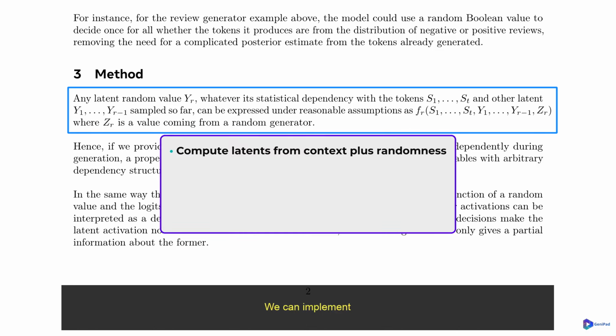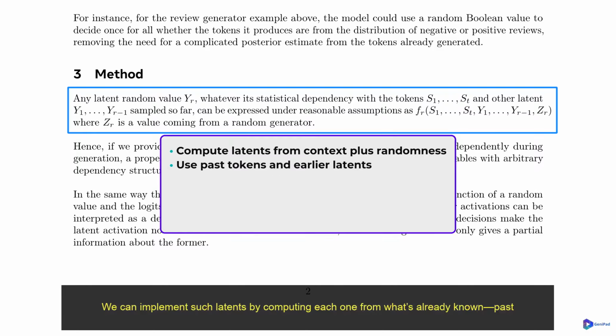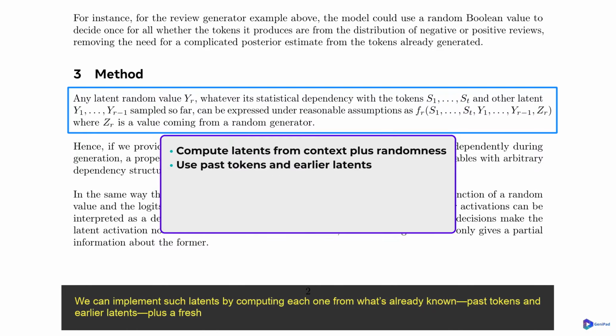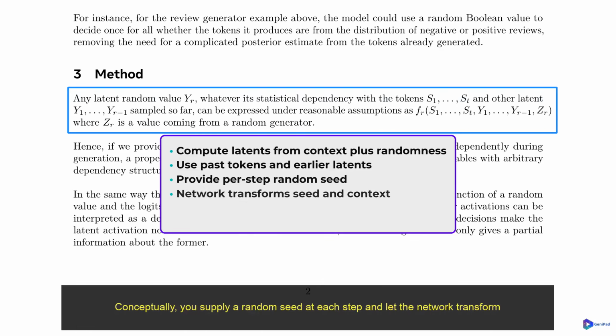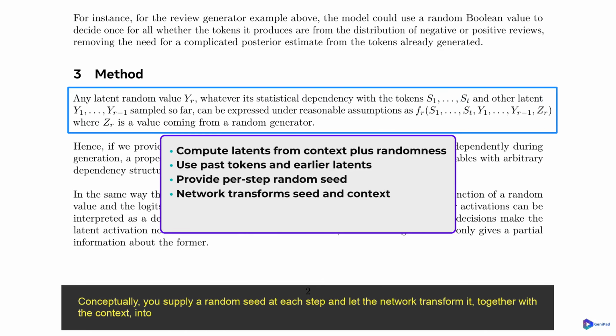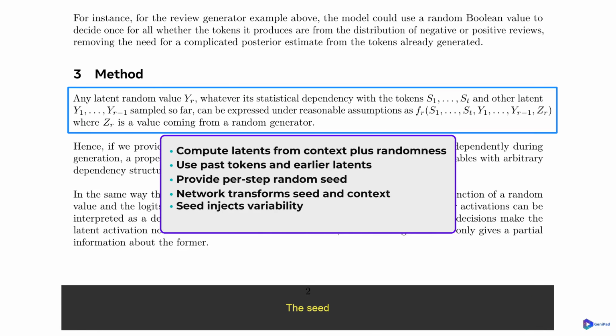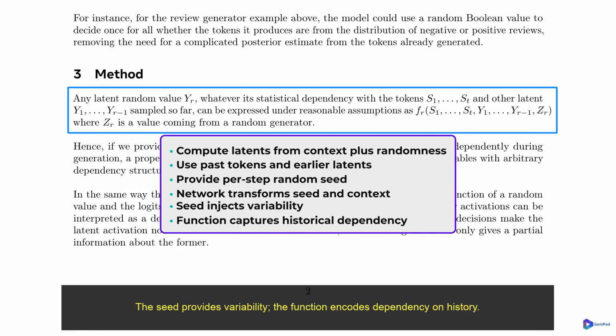We can implement such latents by computing each one from what's already known, past tokens and earlier latents, plus a fresh draw of randomness. Conceptually, you supply a random seed at each step and let the network transform it, together with the context, into the next latent. The seed provides variability. The function encodes dependency on history.